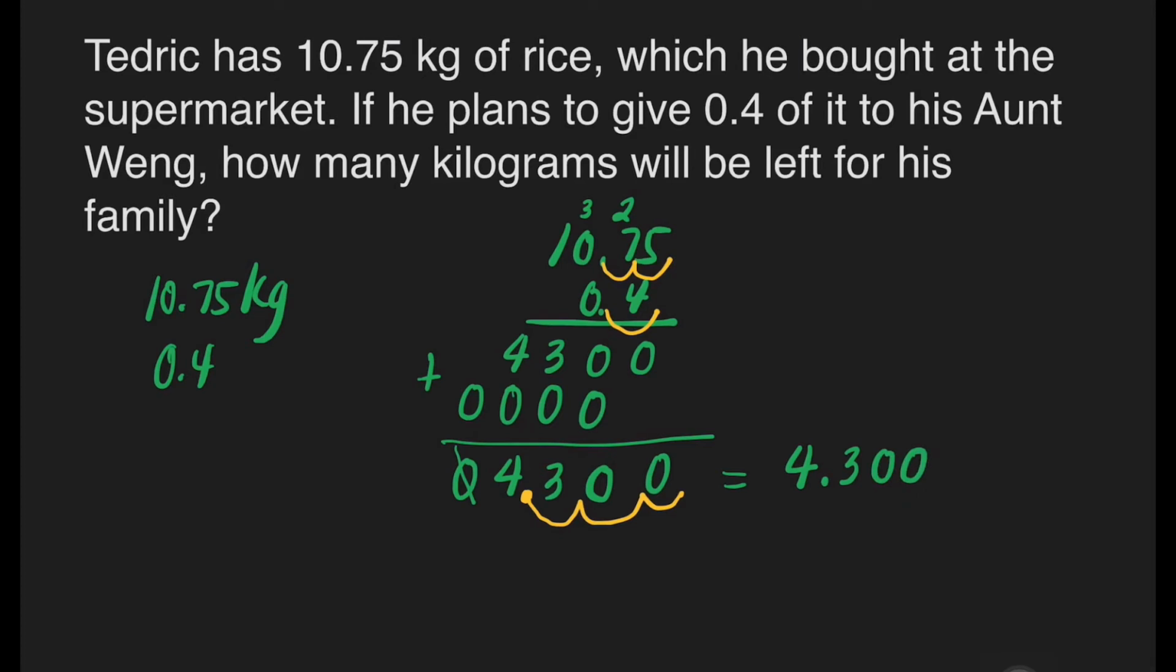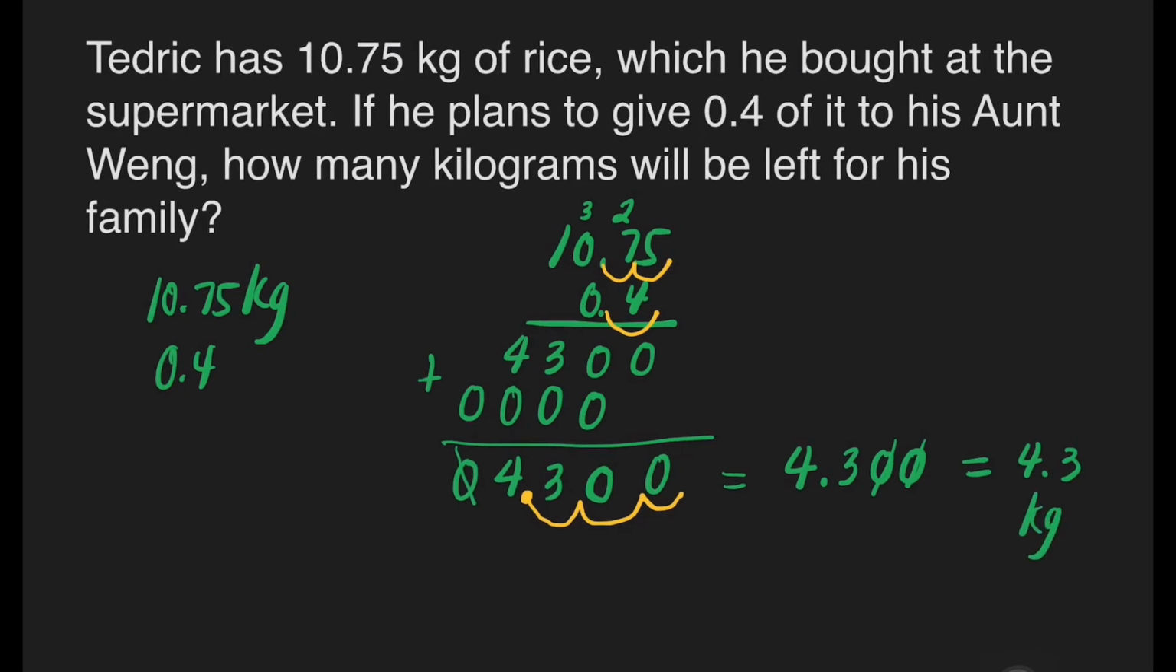So as I said a while ago, this answer is in the highest form, but we can still consider that. But if you wanted to have the reduced or the lowest term, we can just cancel this and we can just write 4 and 3/10 kilograms of rice. But 4 and 3/10 is not yet the final answer. These are the number of kilograms Tedrick gave to his Aunt Wang.